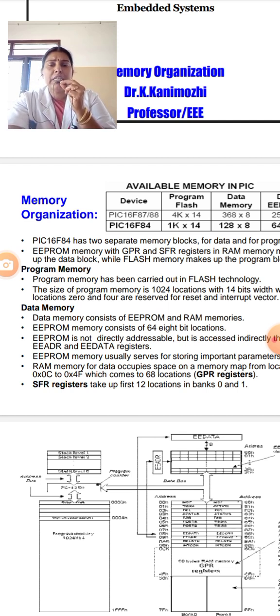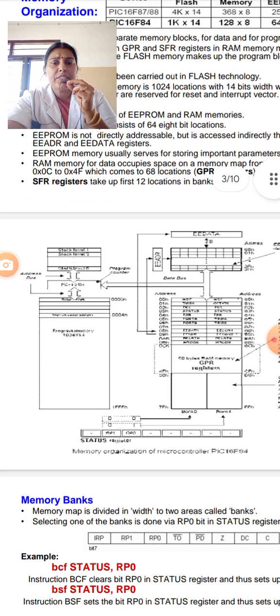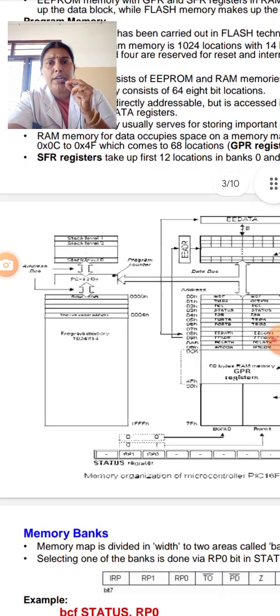The RAM memory for data occupies space on a memory map from the location 0x0C to 0x4F, which comes to 68 locations, general purpose registers. The special function registers take up to 12 locations in a bank of port 0 and port 1. Okay, next we can see the block diagram of this memory organization.